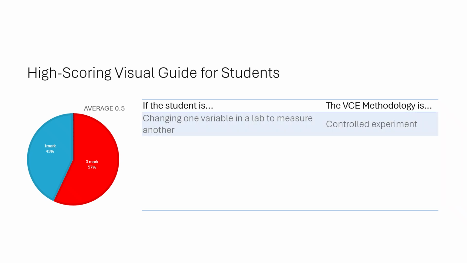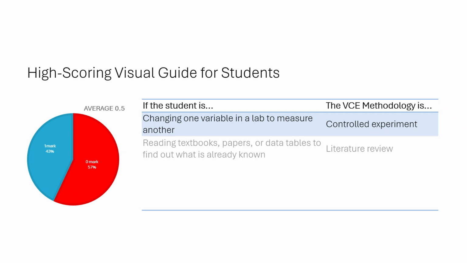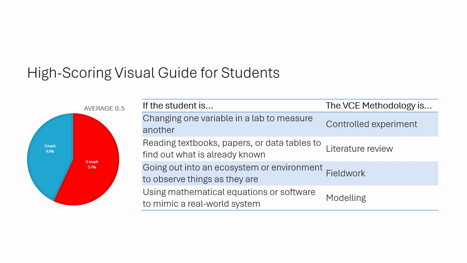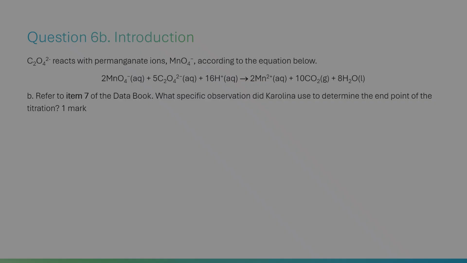Controlled experiment: changing one variable in a lab to measure another while keeping everything else constant. This is what Karolina did later via titration to test her hypothesis. Literature review: reading textbooks, papers, or data tables to find out what is already known. This is what Karolina did to form her hypothesis. Fieldwork: going out into an ecosystem or real-world environment to observe and gather data as it naturally occurs. Modeling: using mathematical equations, physical replicas, or software to mimic a real-world system.